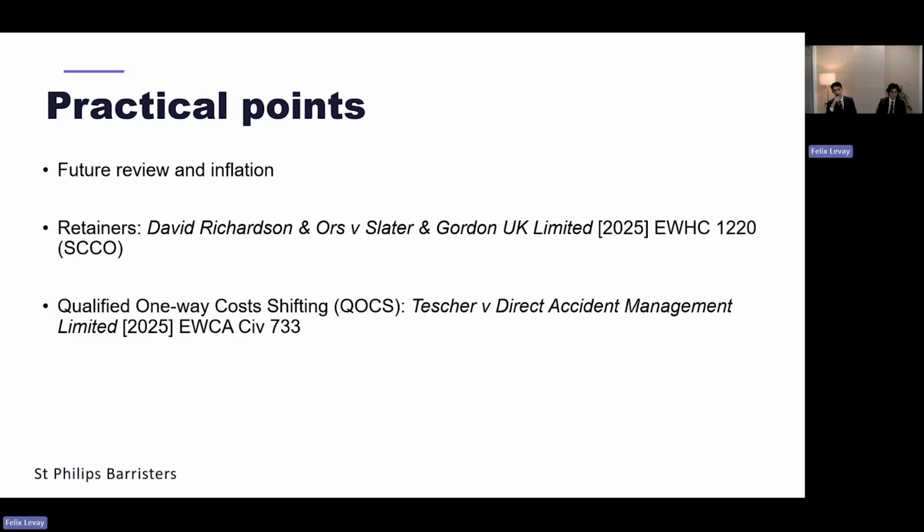And finally, in closing, I put qualified one-way cost shifting and then mentioned the Tesha case. That case was a real change in terms of what happens in credit hire litigation. Obviously, if there is a mixed credit hire PI situation, it is very difficult to recover costs from the claimant. In these circumstances now, following Tesha, it is likely that a non-party costs order can be made against the credit hire company. Do feel free to reach out to me in those situations. More than happy to discuss it. But a non-party costs application can, in many circumstances, be made now to recover defendant's costs.